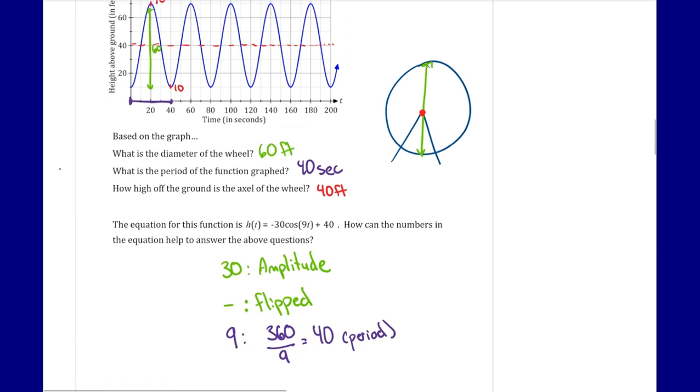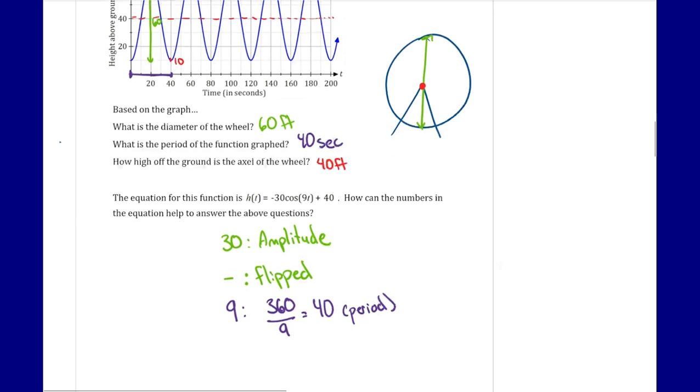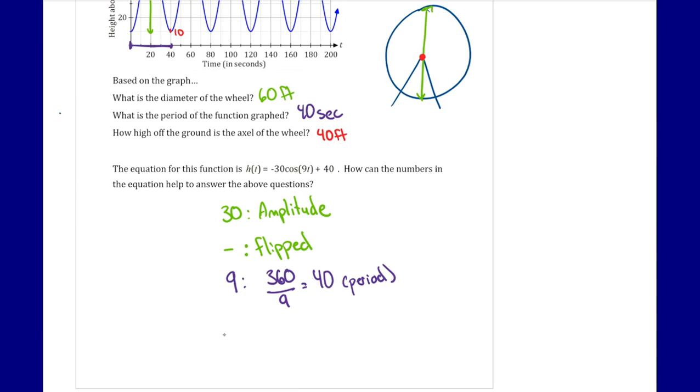Lastly, the plus 40. The plus 40 is going to tell us where our midline is, or the middle of our function, or of our wave. So it's going to tell us the midline, or the middle.